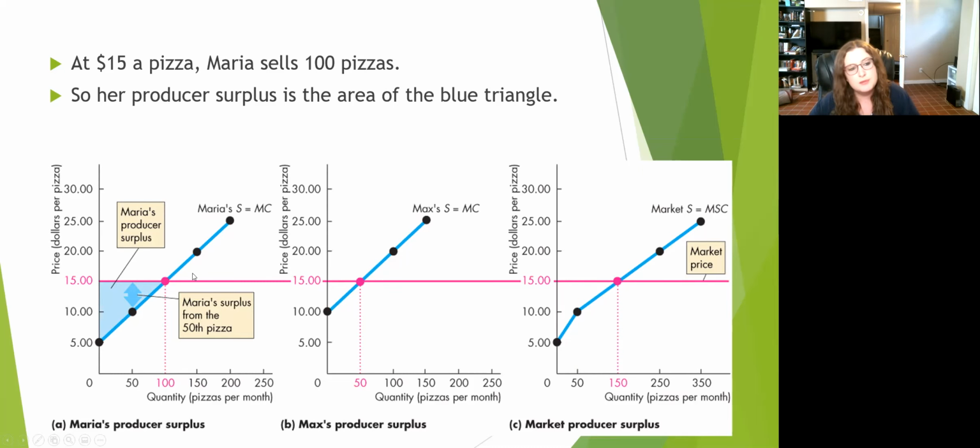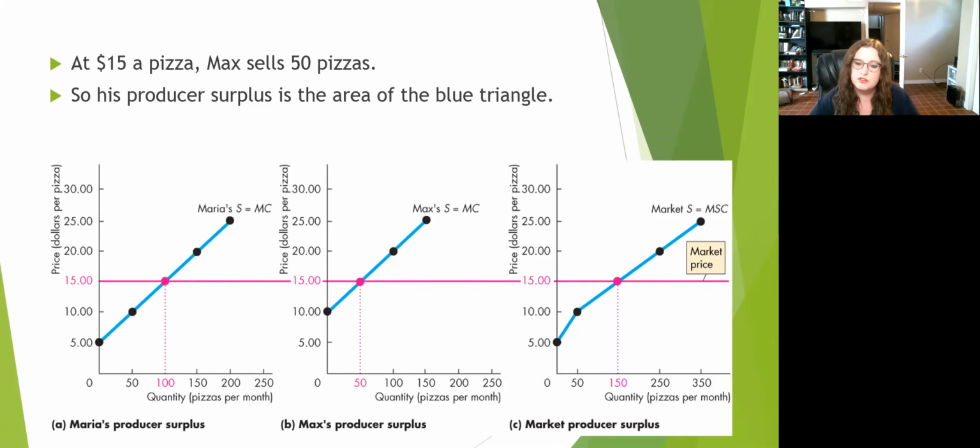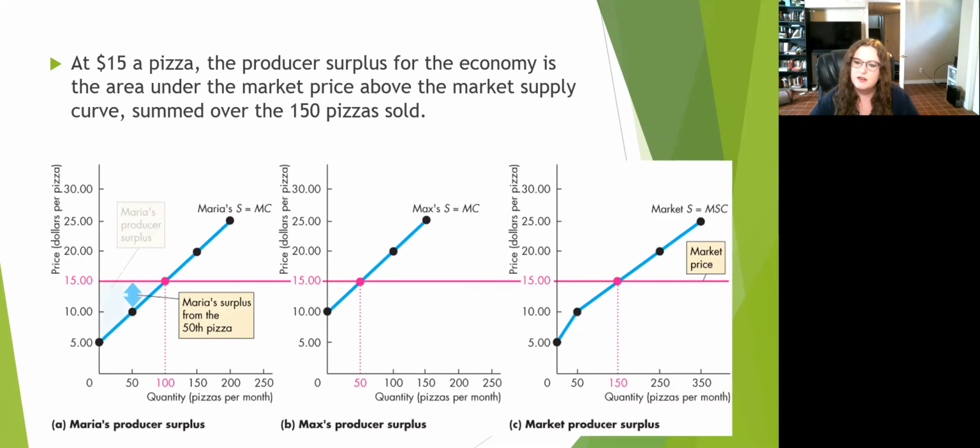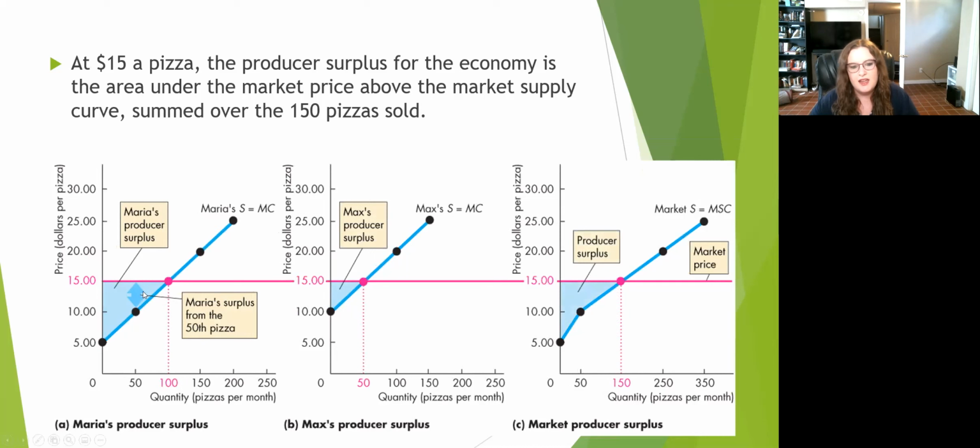That's good. We would like producer surplus too. We like it when there's consumer surplus. We like it when there's producer surplus. Notice that when we add these individual producer surpluses together, we have what our market producer surplus is going to be. So just this amount that's underneath this line.